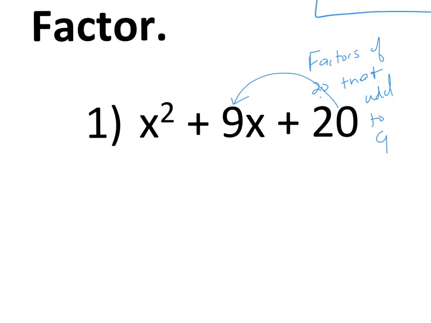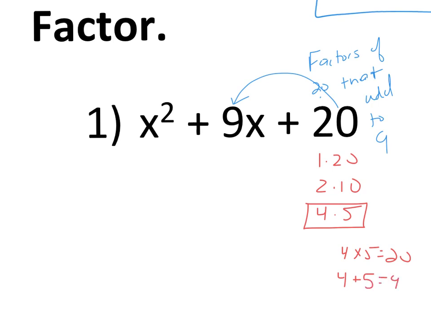When I'm thinking of factors of 20, we're thinking 1 times 20, right? Factors: 2 times 10, 4 times 5. I am looking for what will multiply to get 20, but when I add them, I get 9. If I focus in on this one right here, 4 times 5 equals 20, and 4 plus 5 equals 9. So this one is what we're going to use.